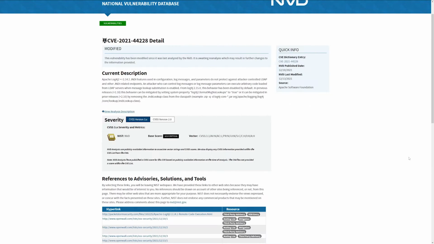Taking a look at the National Vulnerability Database, we can learn a little bit more about this particular vulnerability. The Common Vulnerability Scoring System, or CVSS, has given this a base score of 10. That's the highest level vulnerability score that can be received. This is a critical level threat. Taking a look at the vector, we can see a little bit more of why this particular vulnerability is nasty.